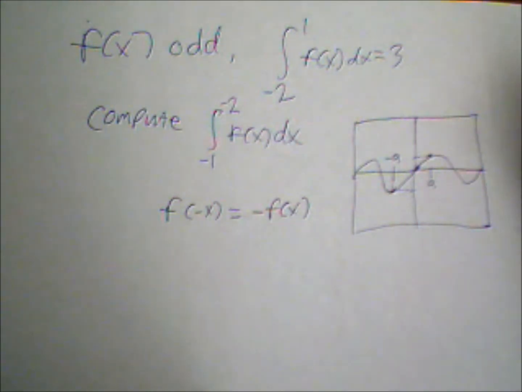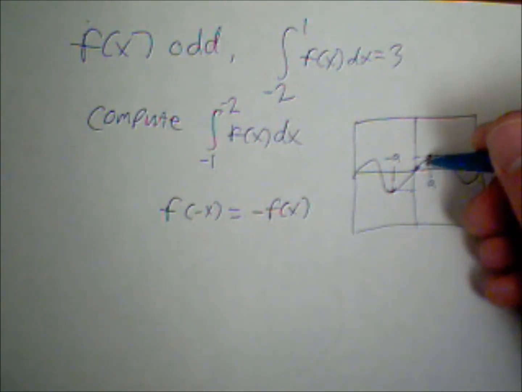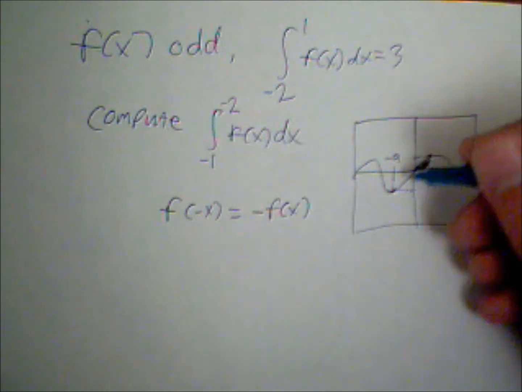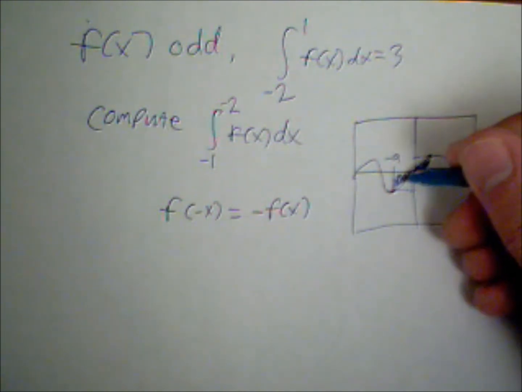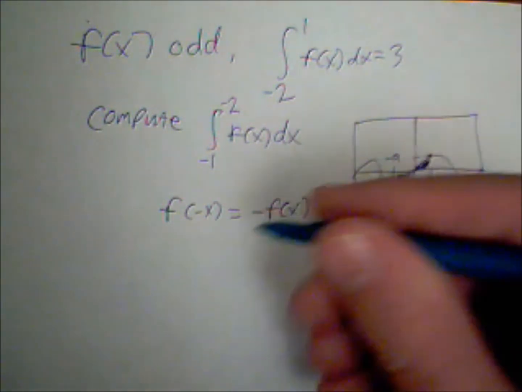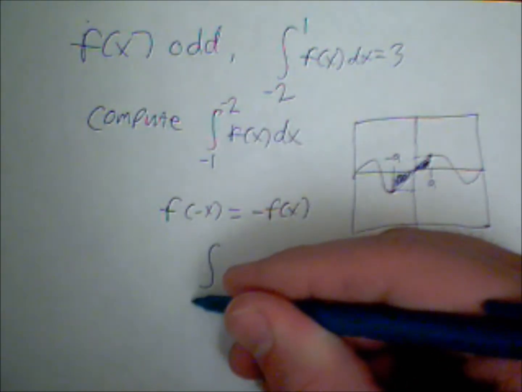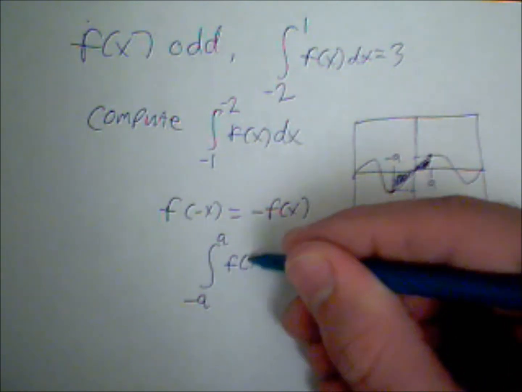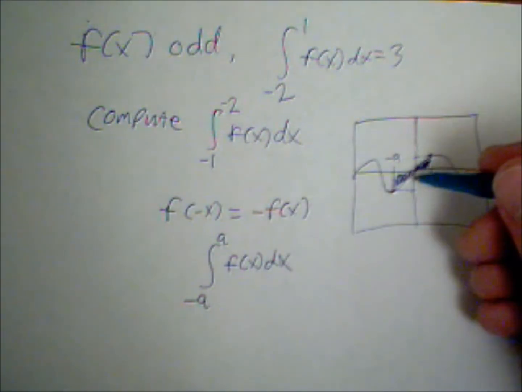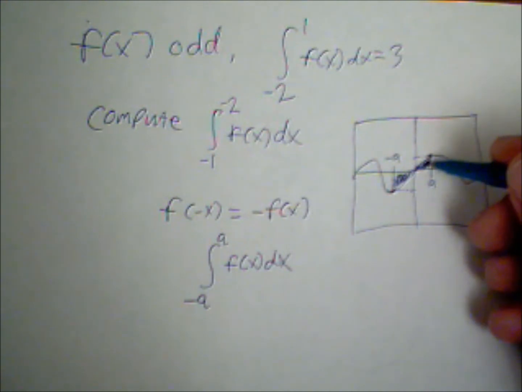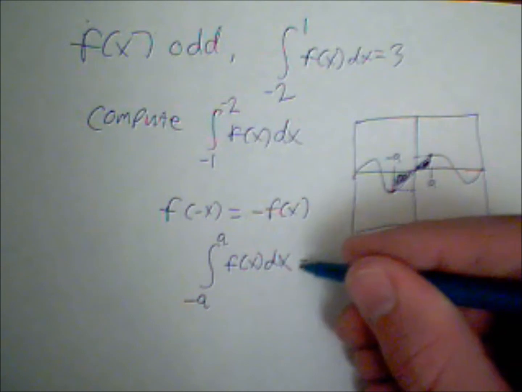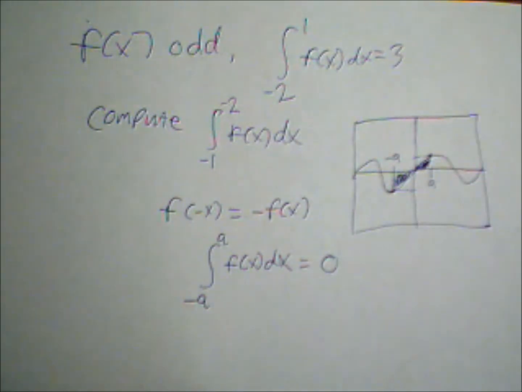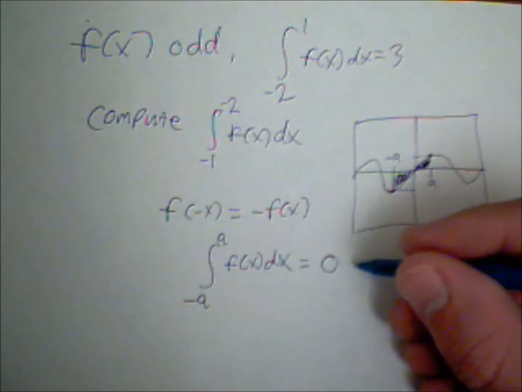Okay. And what that really means for us is that if I shade in this area here, it's going to be the same as shading in this area here, which means the integral from -a to a of f of x dx, well, you can see here, the same area down here is up here, they're going to cancel out because this is positive and this is negative. So this is going to be 0 for any odd function.